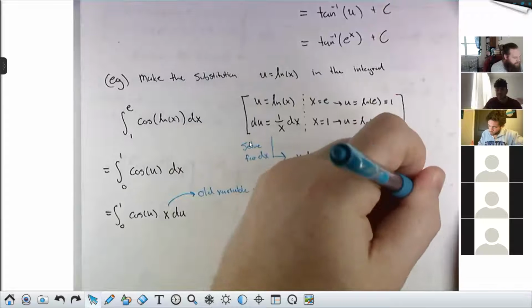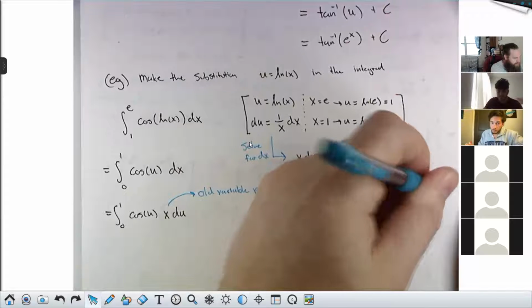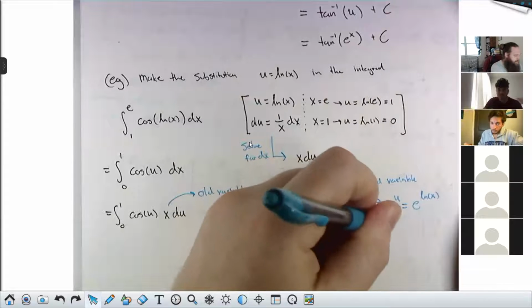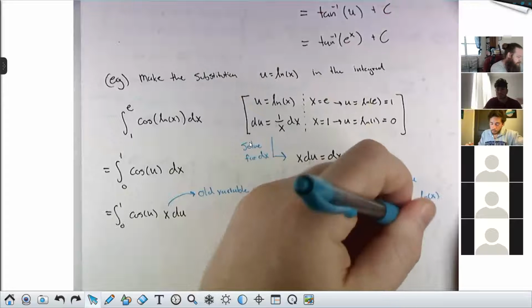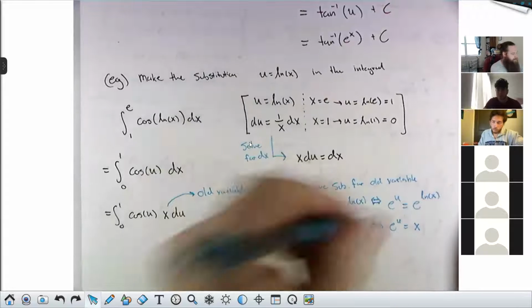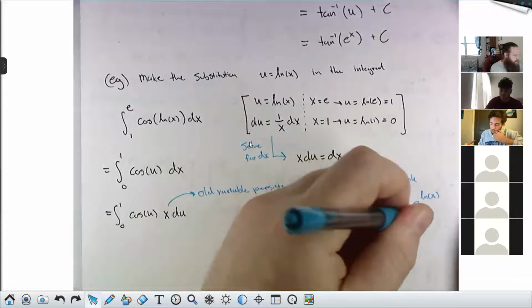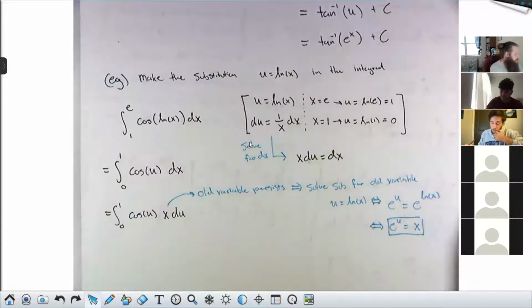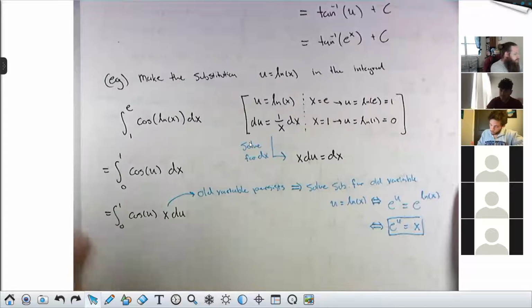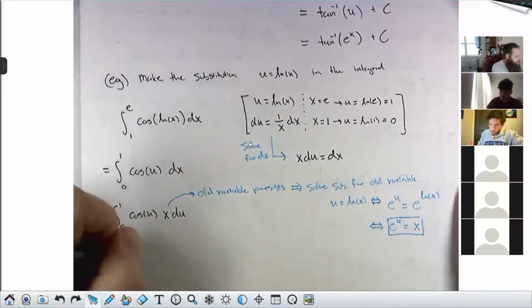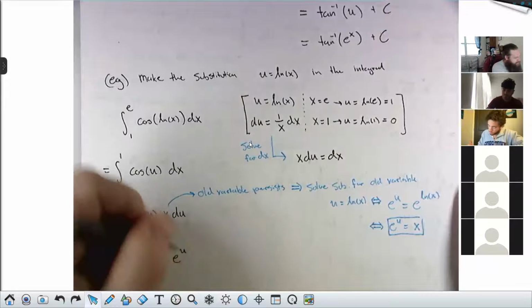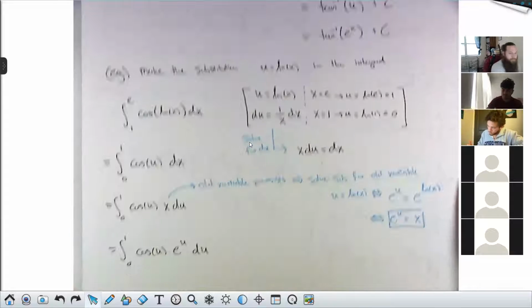So I would get e to the u equals e to the ln x. And then the e to the u is just e to the u, but e to the ln x is x. So here we know x is the same as e to the u, and it's not a matter of guessing. We have a clear procedure. Now we are done. This becomes the integral from 0 to 1 of cosine of u times e to the u du.